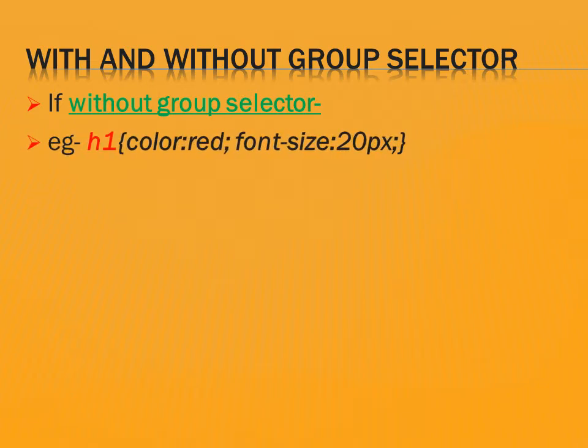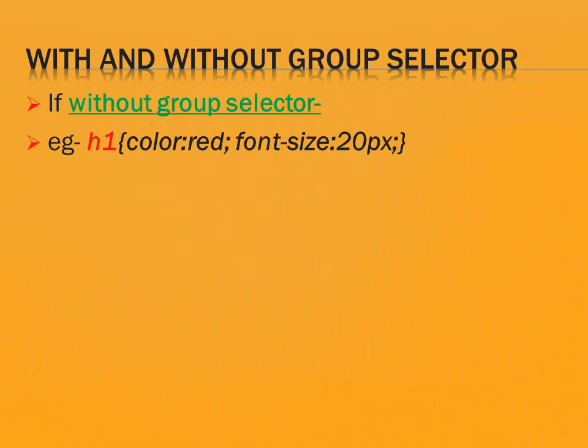Here I have given one example with and without the group selector. First we can see the example without using the group selector. I have used the h1 tag along with two properties and their respective values. The first is color red and the second is font size 20 pixels. Here these two properties I have applied on the h1 tag.